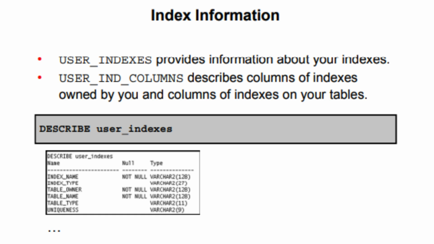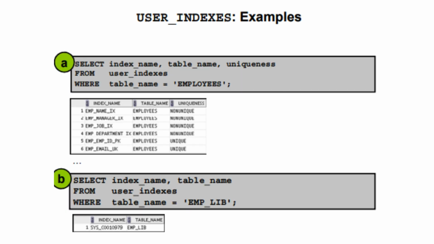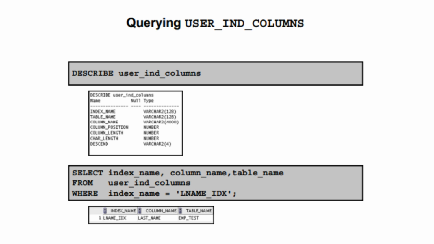You query the user_indexes view to find out the names of your indexes, the table name on which the index is created, and whether the index is unique. In slide example A, the user_indexes view is queried to find the name of the index, name of the table on which the index is created, and whether the index is unique. In slide example B, observe that the Oracle server gives a generic name to the index that is created for the primary key column. The user_ind_columns dictionary view provides information such as the name of the index, name of the indexed table, name of a column within the index, and the column's position within the index.